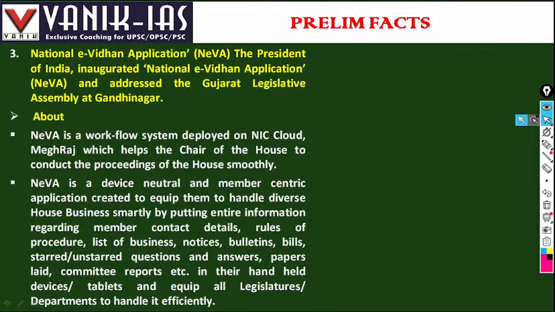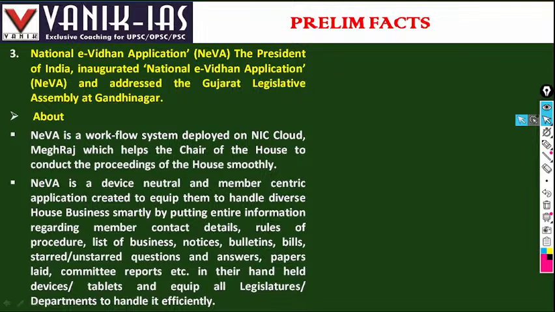National e-Vidhan application. The President of India inaugurated the National e-Vidhan application while addressing the Gujarat Legislative Assembly at Gandhinagar. National e-Vidhan is a workflow system developed by the NIC on a cloud platform, which helps the chair of the House to conduct the proceedings of the House.